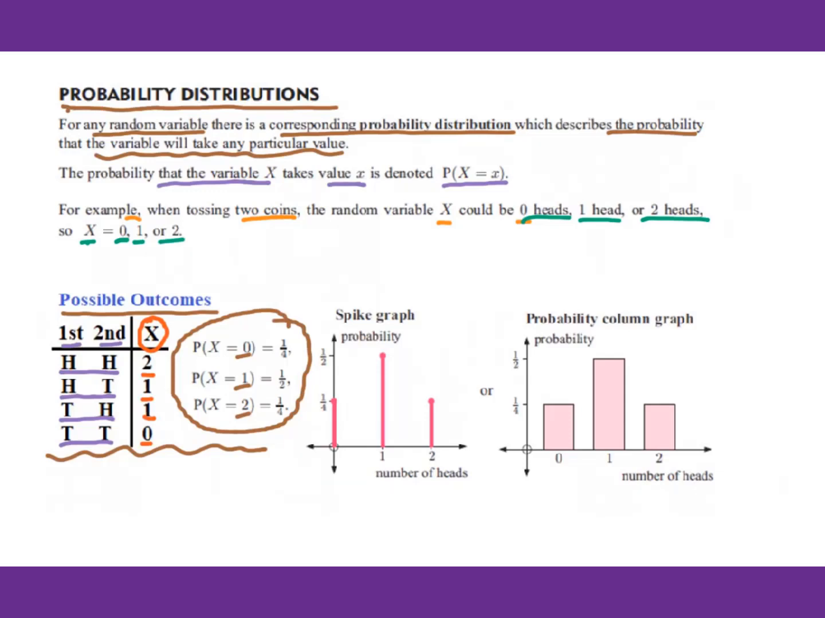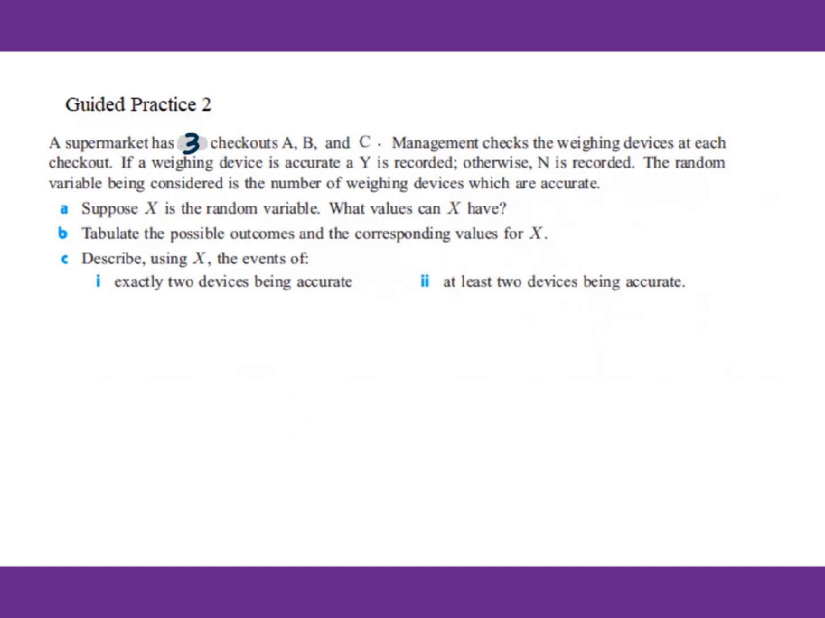We also use a spike graph to show this probability distribution. On the x-axis, we use the number of heads, and the y-axis shows probability. So we have values 0, 1, 2, and the probability to show. Also, we use a probability column graph. Using this, we have values 0, 1, 2, and use the column graph to show the probability. Let's go to guided practice 2.